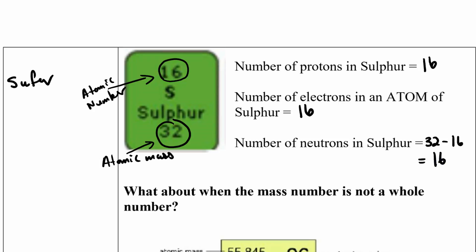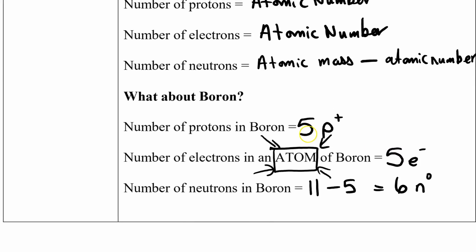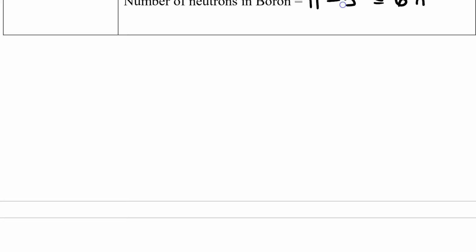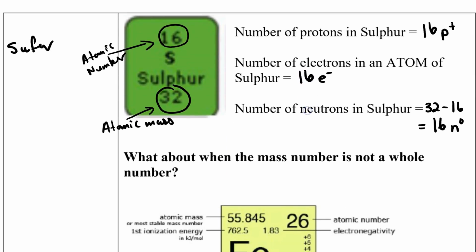So if we were to put in our units here, we would have protons as 16 P positive, number of electrons is E negative, and neutrons is N zero. Now I picked sulfur because sometimes the number of protons and neutrons are going to be different, just like in boron. But sometimes they're going to be the same, just like in sulfur. So 16 protons and 16 neutrons. It doesn't always work that way.